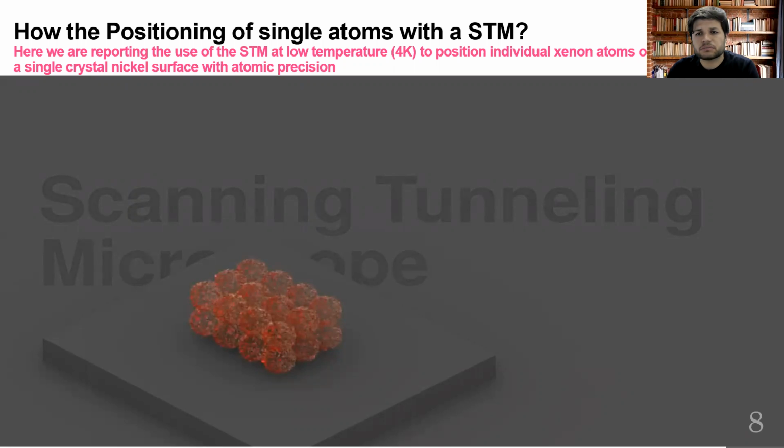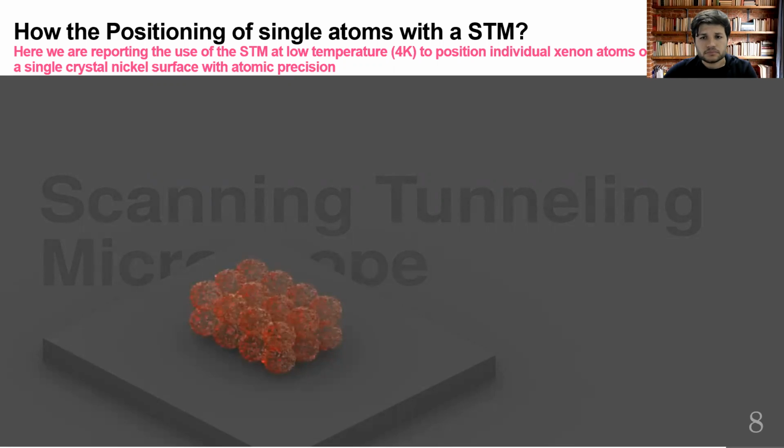Here I include animations explaining how a single atom is positioned with a tip through STM. Through this technique, which I discussed in the previous slide, atoms were positioned from random atoms to the IBM sign through single atom selection. This can be done by using the STM at a low temperature of 4 Kelvin to position individual xenon atoms on the surface of a single crystal nickel surface with atomic precision.